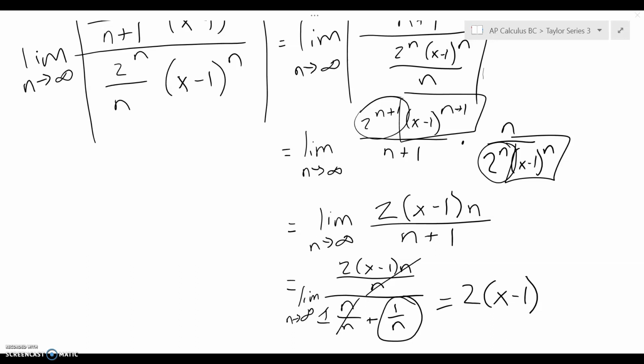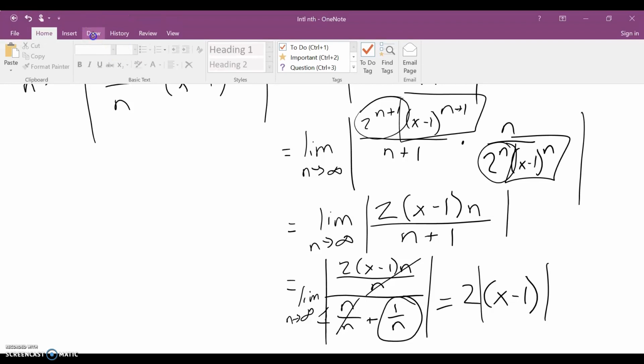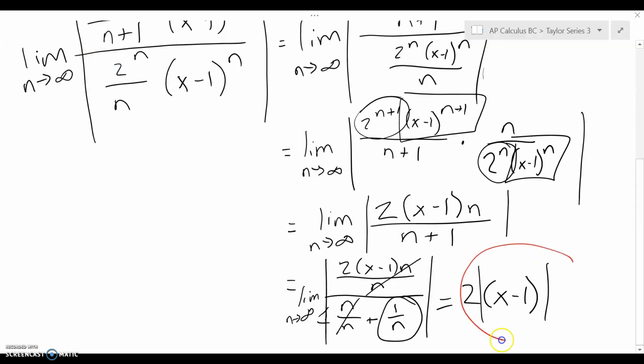And I should have held on to my absolute value bars. I see I lost those along the way, so I'm going to retroactively get those back in there. Technically speaking, 2 is a positive multiplier that can sit outside a set of absolute value bars. We've used the limit, but then on the ratio test, what we're looking to do is to show that this expression is less than 1. And that's where we get convergence.